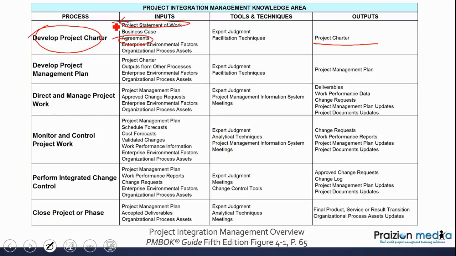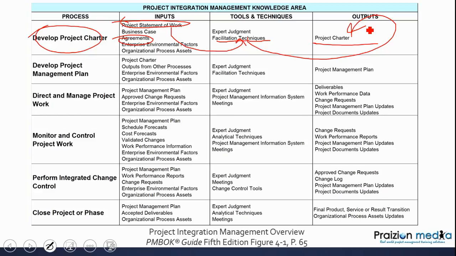How does it do it? Well, the project manager and the sponsor work together, sometimes with other people, hence facilitation techniques, and they work with other people to come out with the project charter. So on some projects, it may just be the project manager working under the direction of the sponsor. Other times, it might be the sponsor and the PM working closely together. And sometimes it might be a wider body of people, depending on the project. Okay? So that's the Develop Project Charter process.